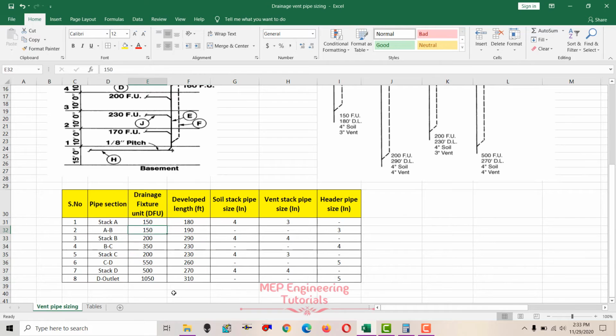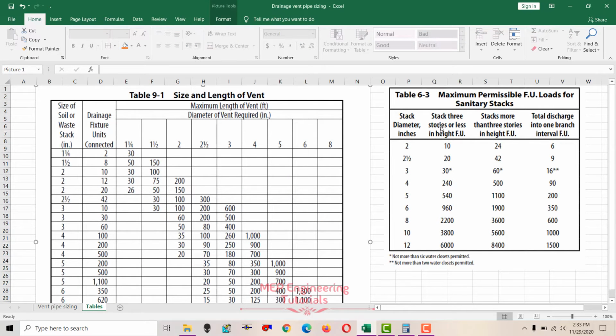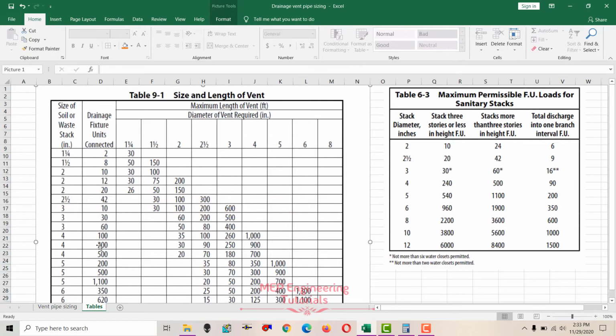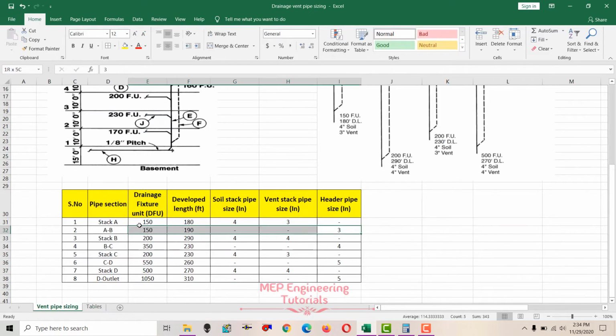Again we check the size for the soil stack, which is again 4 inches. So 4 inch pipe size, 150 fixture units and 190 developed length. 150 fixture units is in between 100 and 200, and the 190 developed length is between 90 and 250. You'll go for 250. Again pipe size is 3 inches. So header vent pipe size is 3 inches. Section A to B header pipe size is 3 inches vent pipe size.